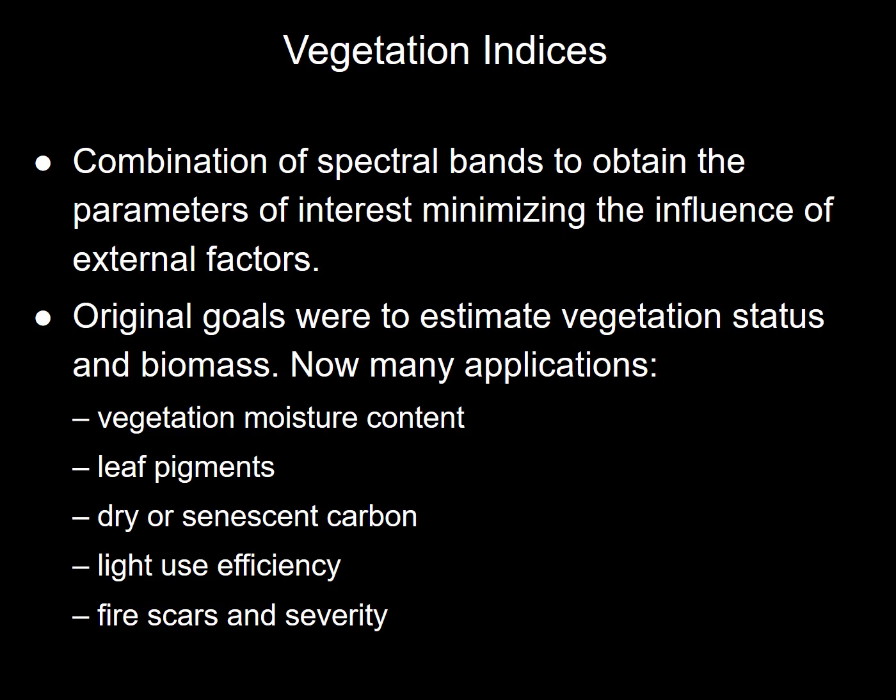The surface reflectance at two or more wavelengths can be combined into a single value to highlight a particular property of vegetation while minimizing the influence of external factors. This single value is called a vegetation index. More than 150 vegetation indices have been published in the scientific literature and have been used, for example, to detect the presence and relative abundance of vegetation moisture, pigment, carbon uptake, etc.